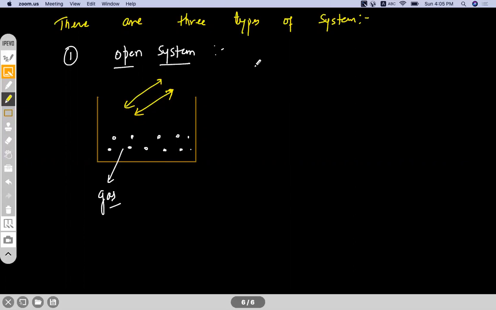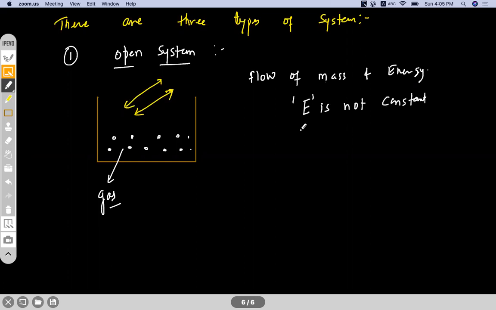So in open system, what can we say? There is flow of mass and energy. Both can get exchanged because surroundings are interacting, no? So molecules can escape into the surroundings and can come back into the system. Again, energy can also get exchanged with the surroundings because the system is open. So flow of mass and energy is possible. So if I write down here, energy is not constant because it is getting exchanged. And mass, M, is also not constant.